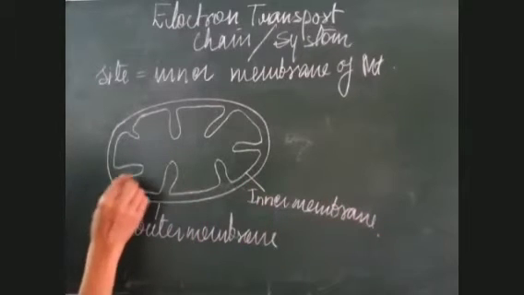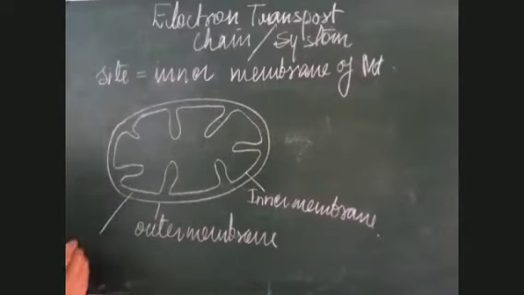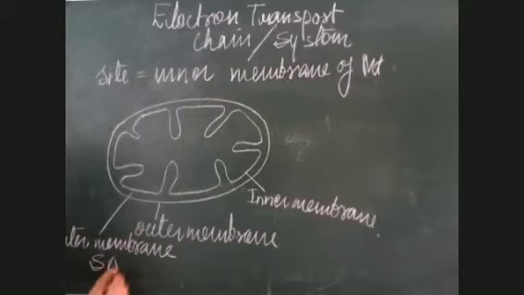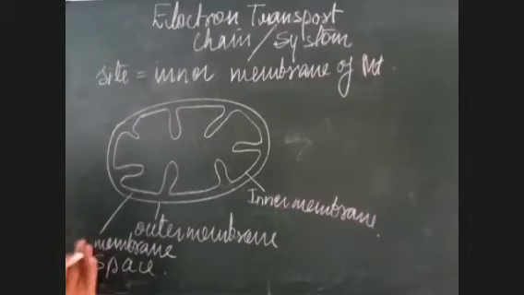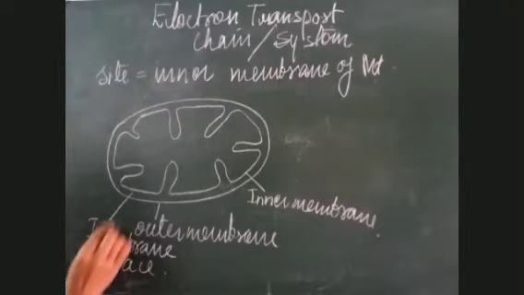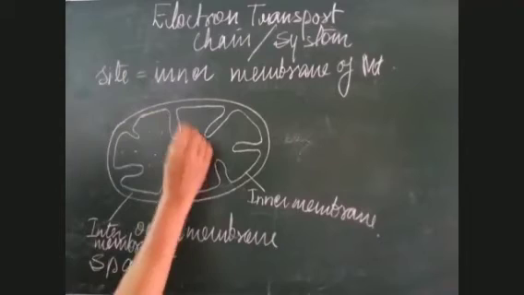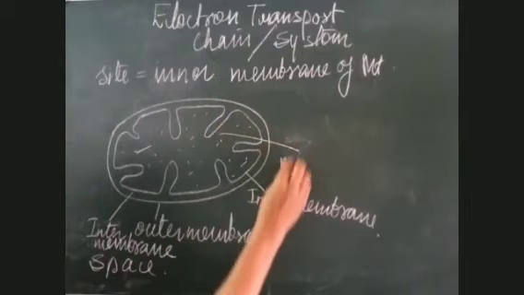And we have this space, which is between the outer and inner membrane, which we call the intermembrane space. Inter means in between. So in between the inner and outer membrane, we have this intermembrane space, and the ground substance which is present inside is known as matrix, as you all know.